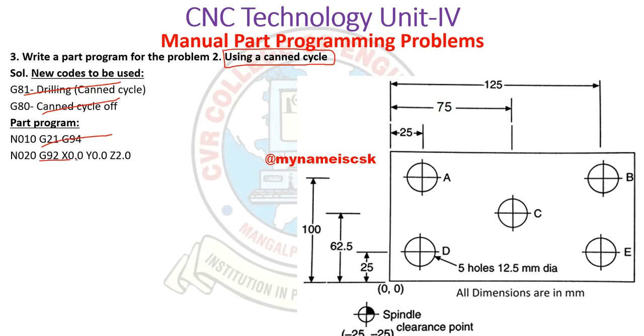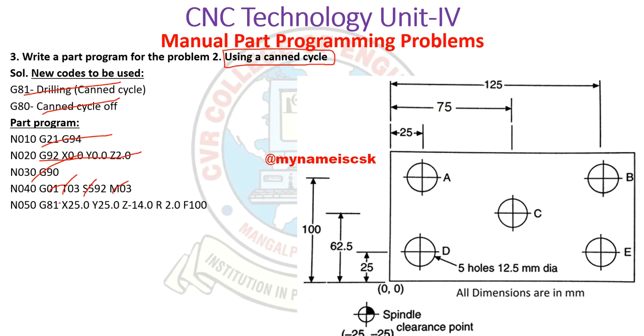Going to the reference position, G92, we are setting the home position as X0 Y0 Z equal to -2. G90, we are going absolute. G01, we are giving the tool number as 3, and we are giving speed as 592 and M03, and then we are giving feed as 100.